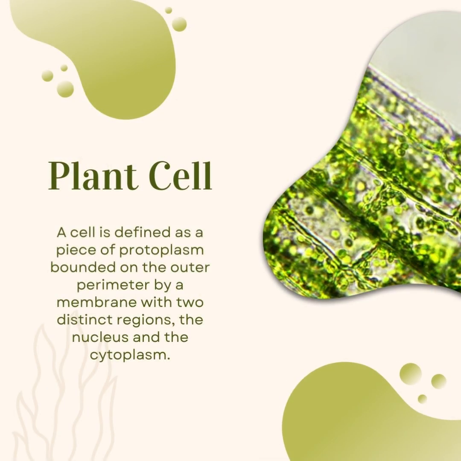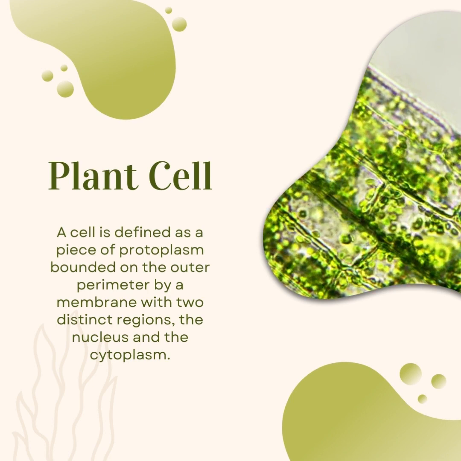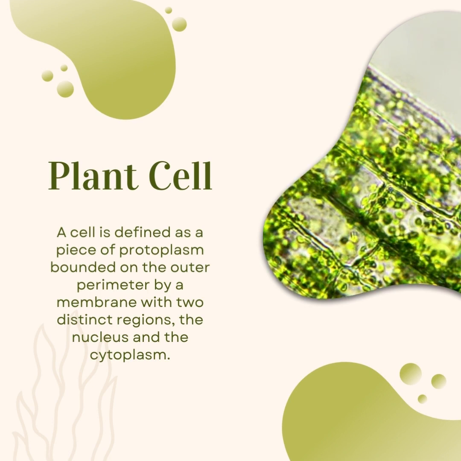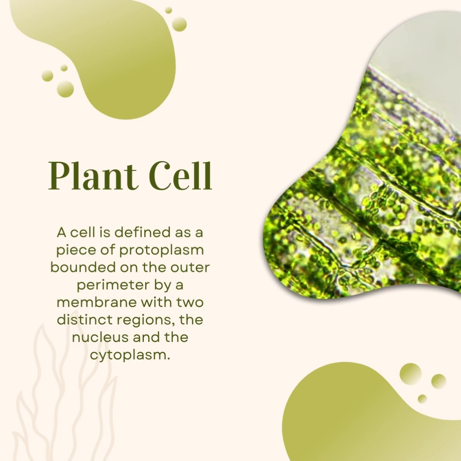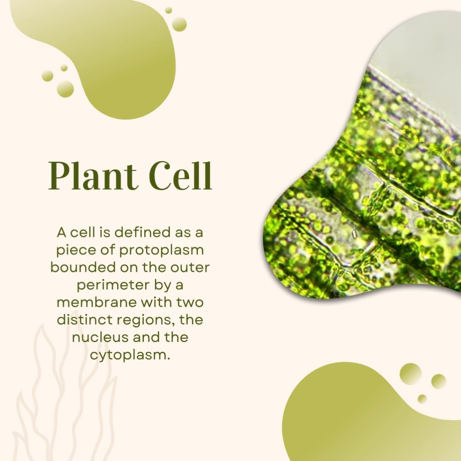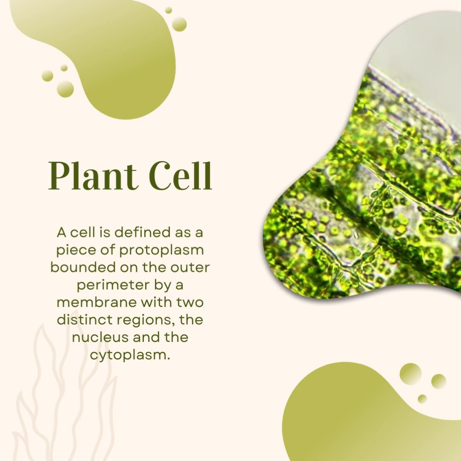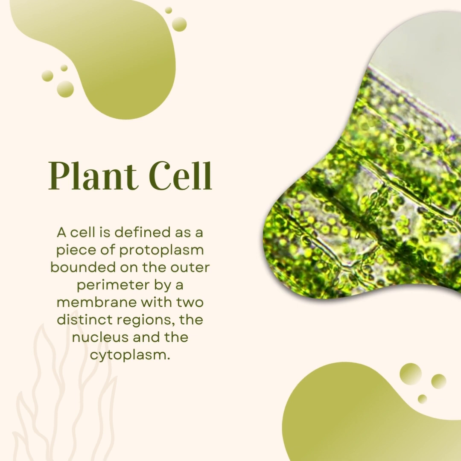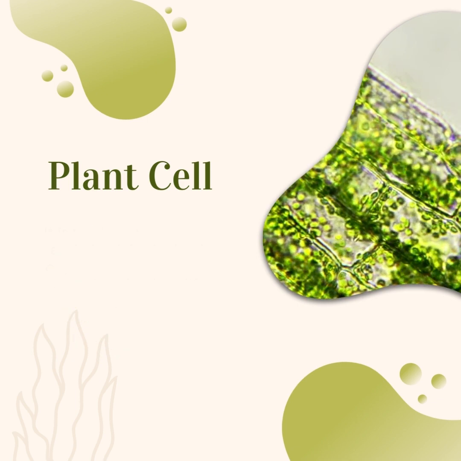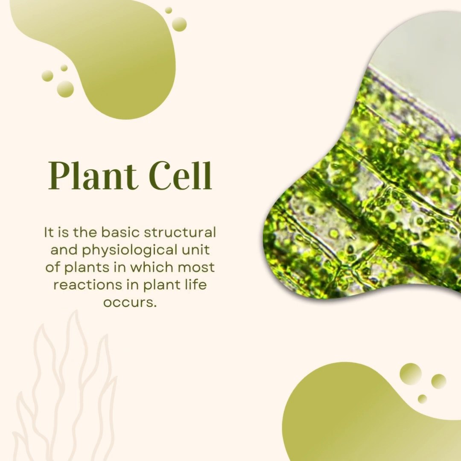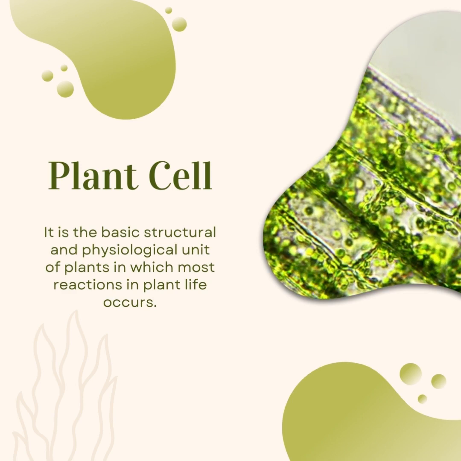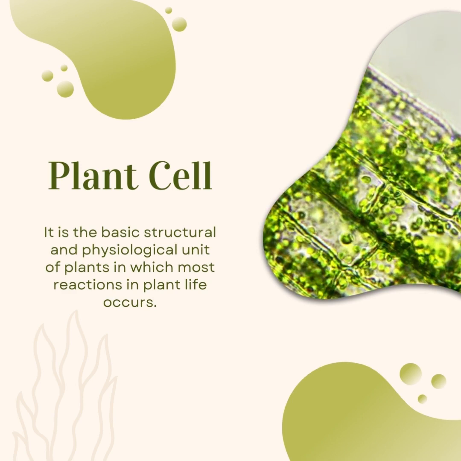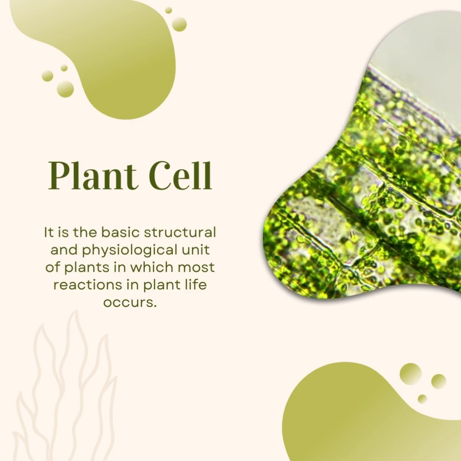Plant cell. A cell is defined as a piece of protoplasm bounded on the outer perimeter by a membrane with two distinct regions, namely the nucleus and the cytoplasm. It is the basic structural and physiological unit of plants in which most reactions in plant life occur.